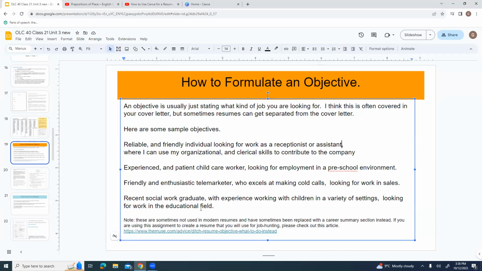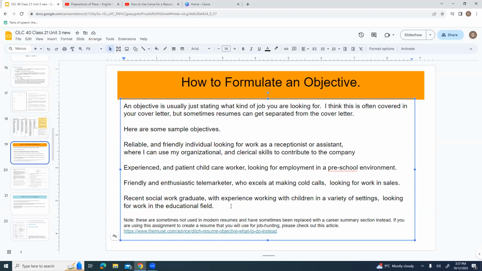Okay. So these are some examples of objectives. Now, I just want to mention one thing. If you are planning to use your resume afterwards to actually do job hunting, not all resumes use objectives anymore. I find they're not as common in modern resumes. Sometimes they do something called a career summary section instead. If you're using this assignment to create a resume that's going to be used for job hunting, check out this one article called Ditch Resume Objective and What to Do Instead.